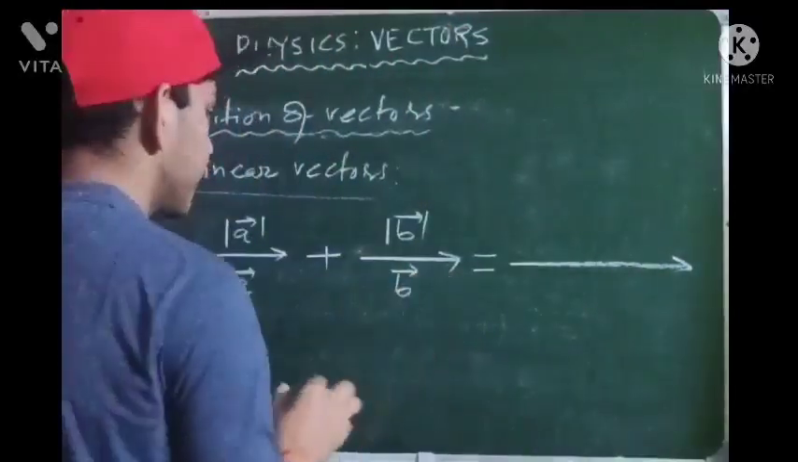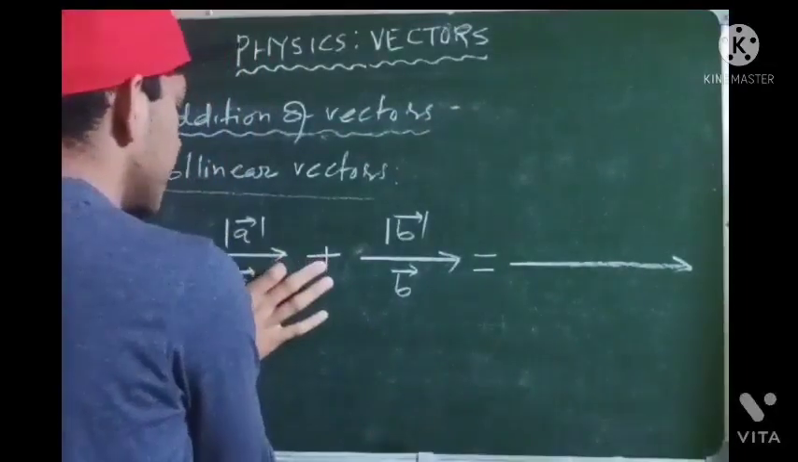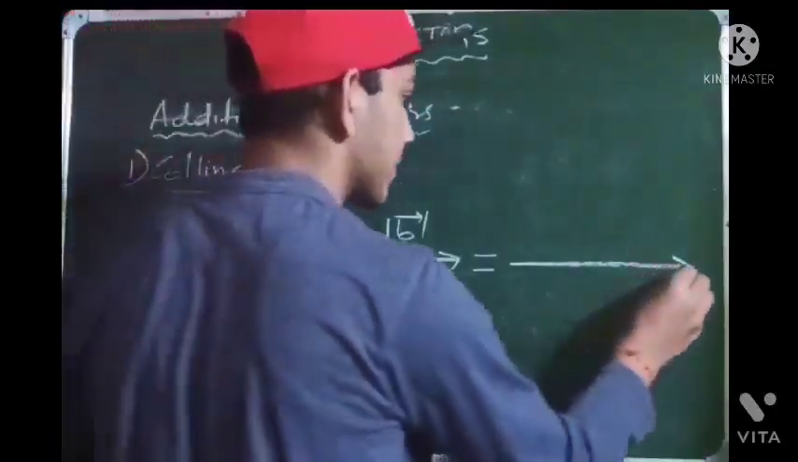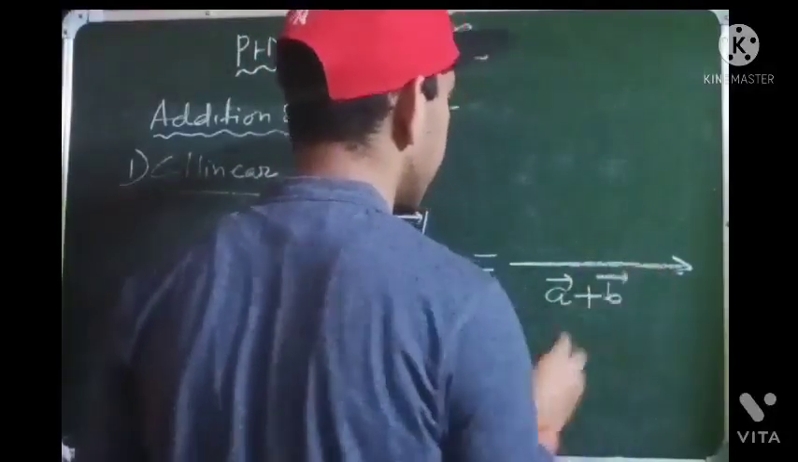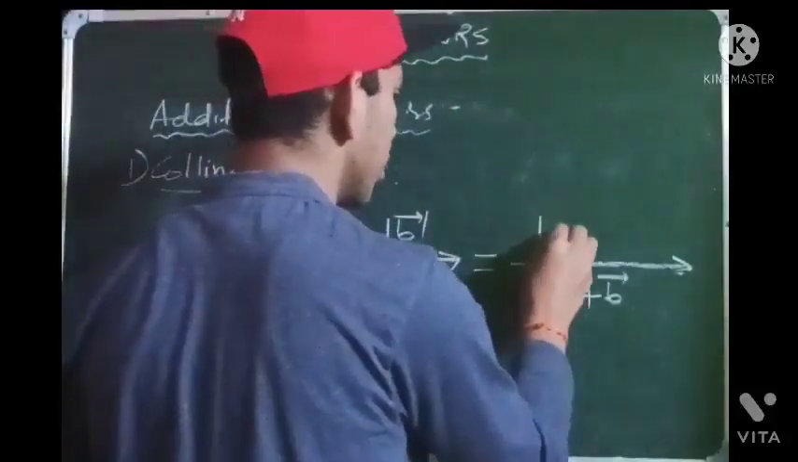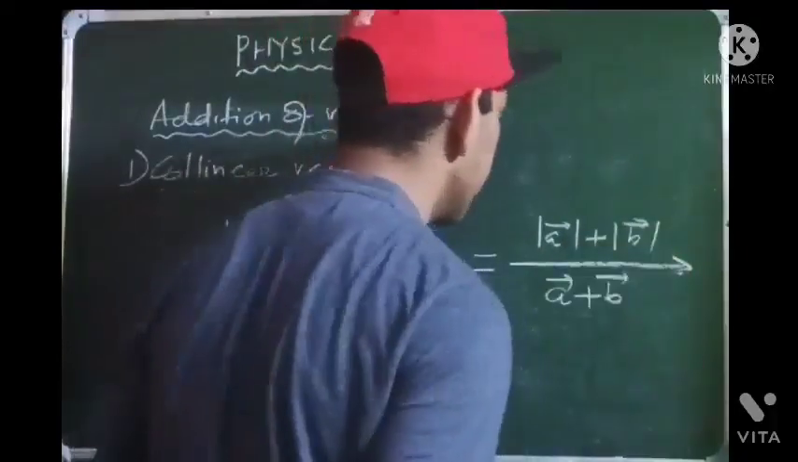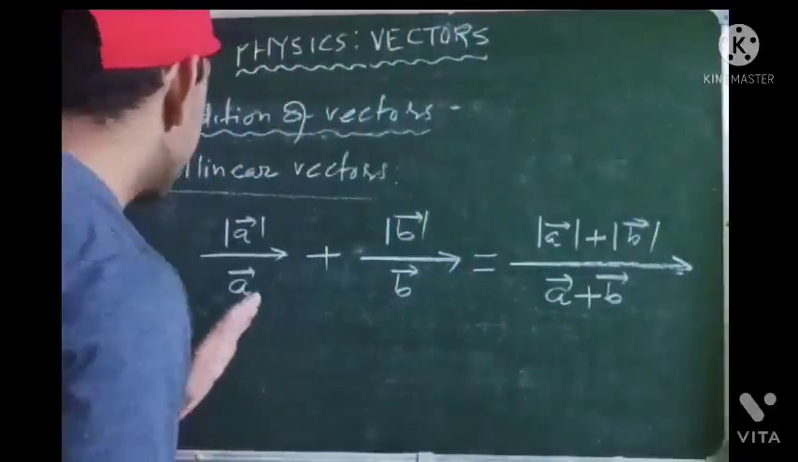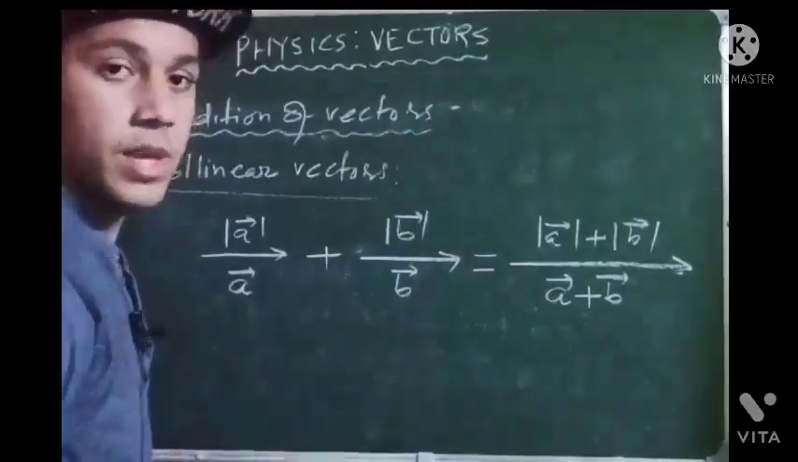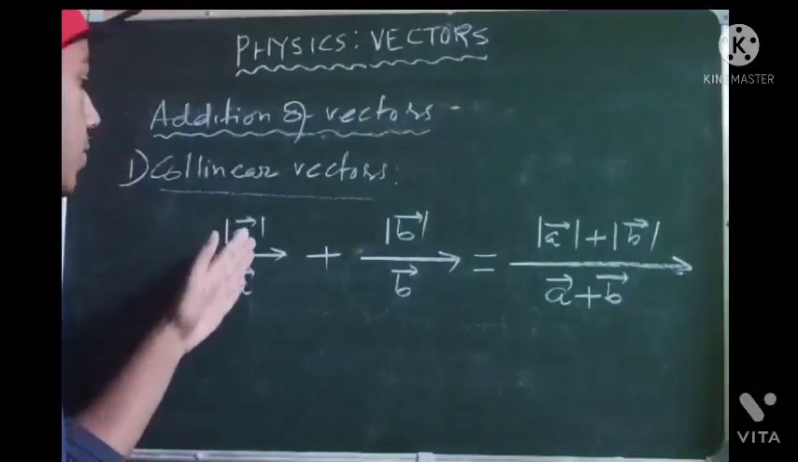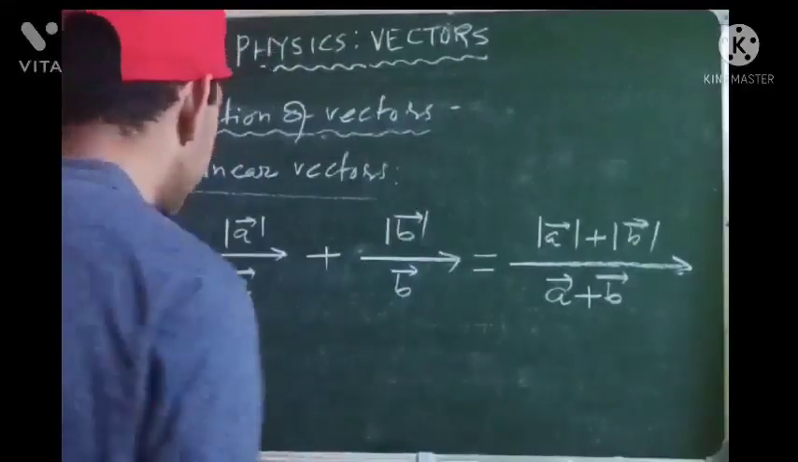The length will be twice this length, or this length is the sum of the lengths of this A vector and B vector, and we can write it as A vector plus B vector, and its magnitude is going to be mod of A vector plus mod of B vector. So only in this case the magnitude of A vector plus magnitude of B vector is going to be the magnitude of A plus B vector.